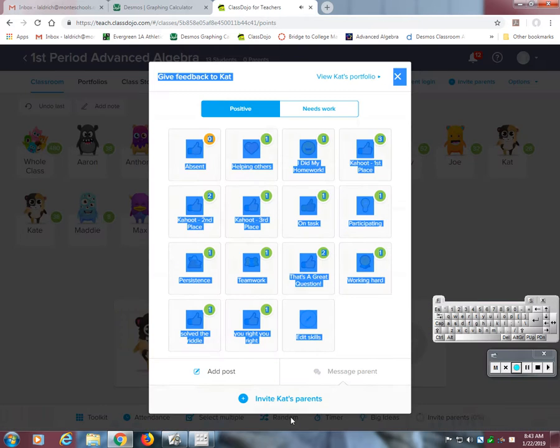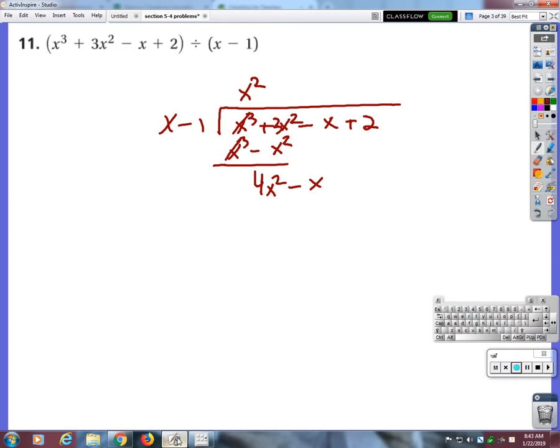Cat. So if I take the first term here, which is 4x squared, and divide it by the first term here, what do you get? 4x. Good. So that goes here. Then what? Okay, which is 4x squared.